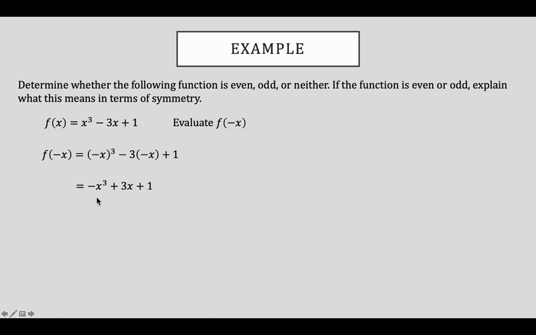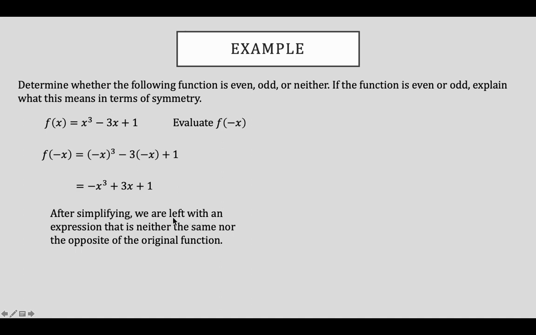Simplifying down results in a negative x cubed plus 3x plus 1. Let's compare that to the original expression. Well, after simplifying, we can see that the expression is not the same as the original. That is definitely not the same thing as x cubed minus 3x plus 1. And it is not the opposite of the original either.